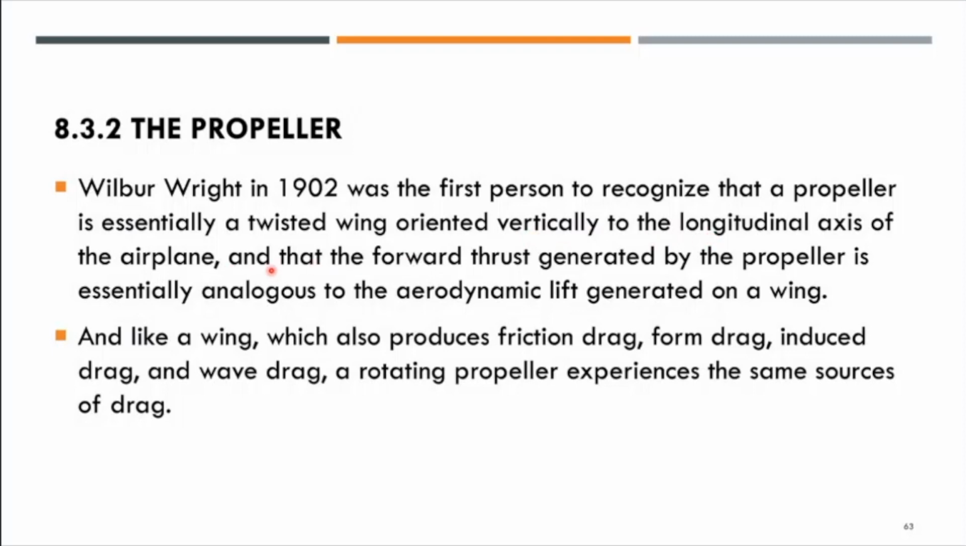And the forward thrust generated by the propeller is essentially analogous to the aerodynamic lift generated on the wing. And like a wing, the propeller also produces friction drag. It also produces form drag. It induces drag as well as wave drag. A rotating propeller has the same drag, just like the wing.